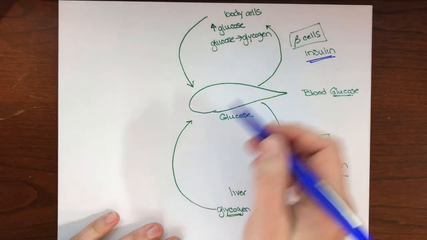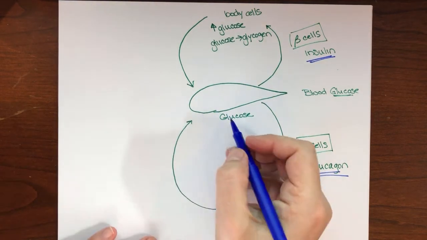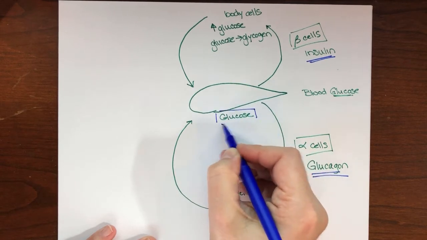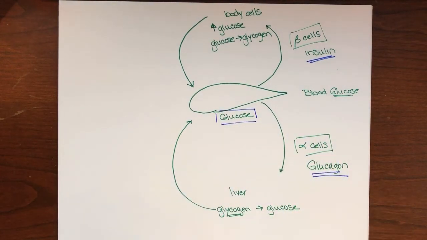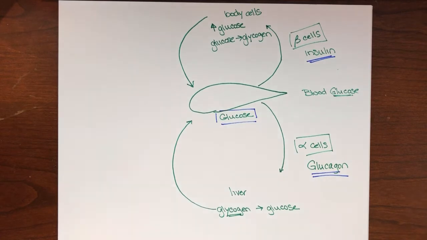And this is how we maintain fairly constant glucose levels in our body, despite having times when we eat a lot of food and then times where we haven't eaten in many, many hours. Remember that glucose is very important because it's the only thing that the brain can use for energy. It cannot break down fats or proteins for energy. So we need to make sure we have a fairly stable amount of glucose in the blood or your brain starts to starve.